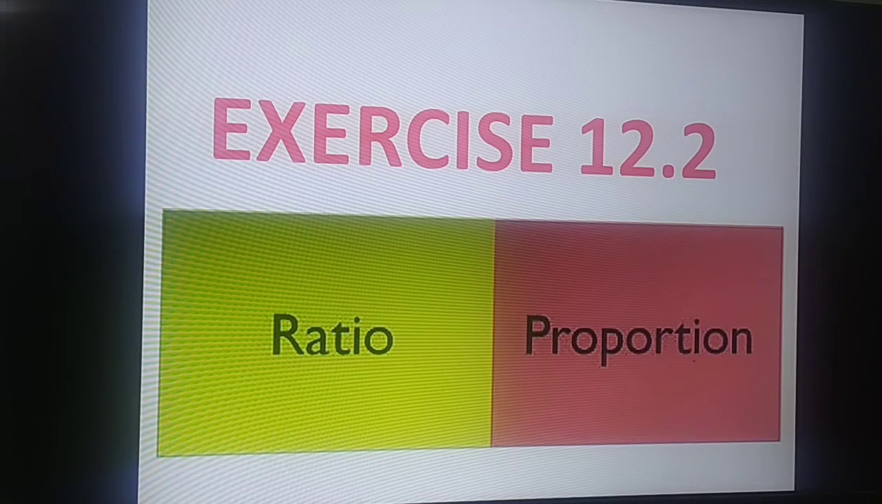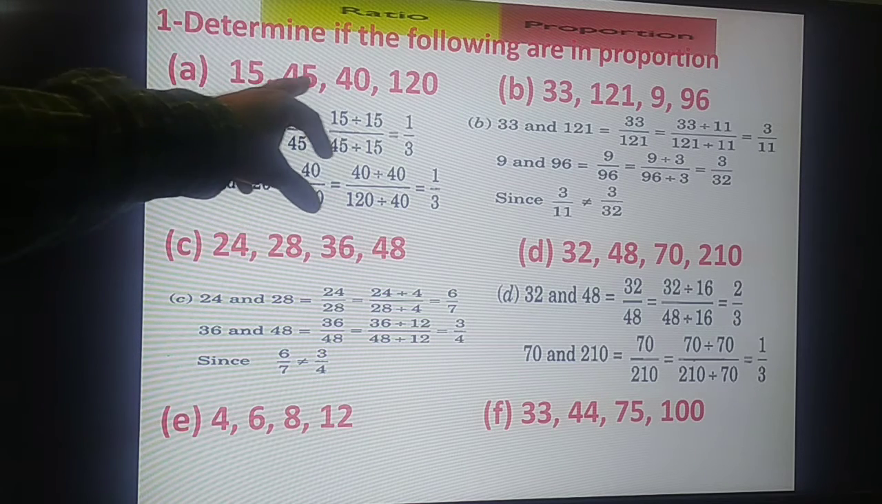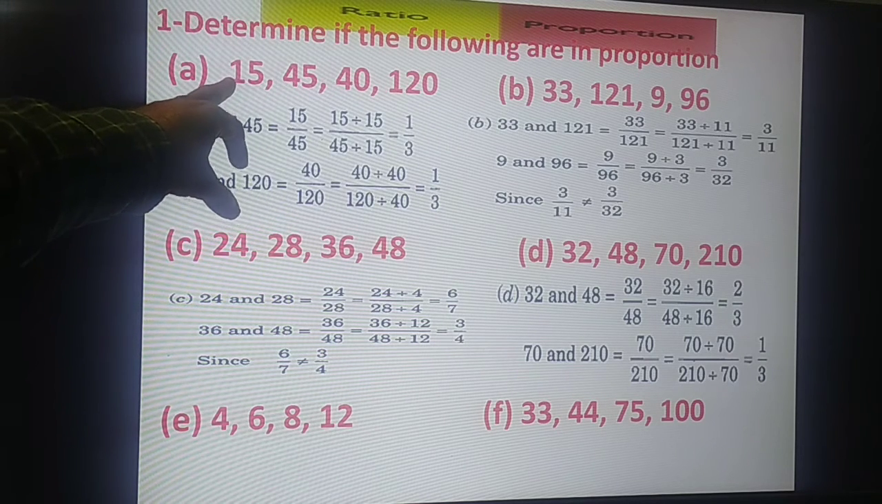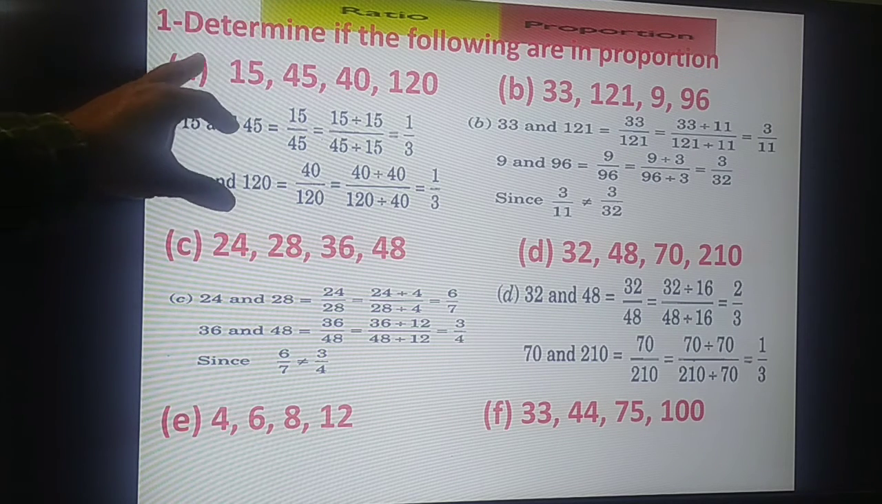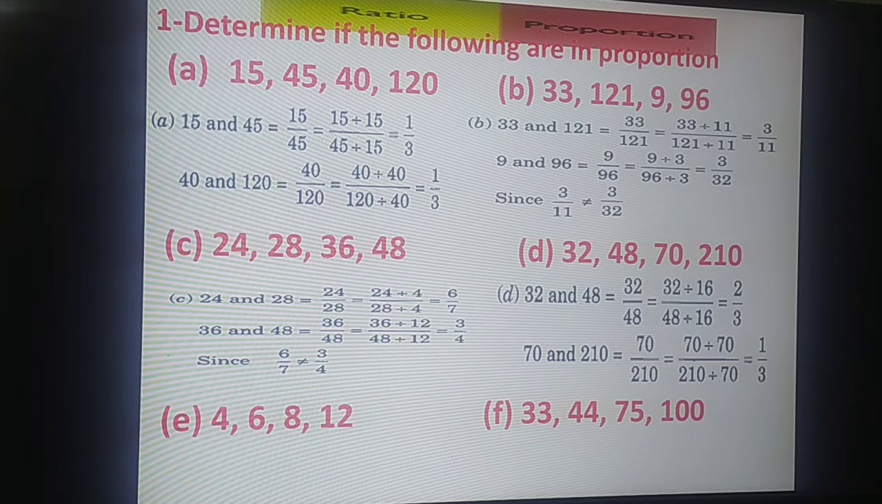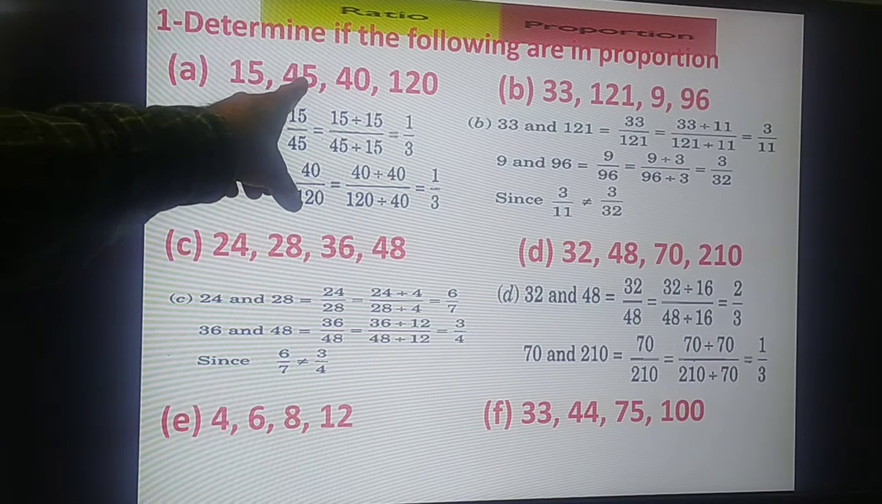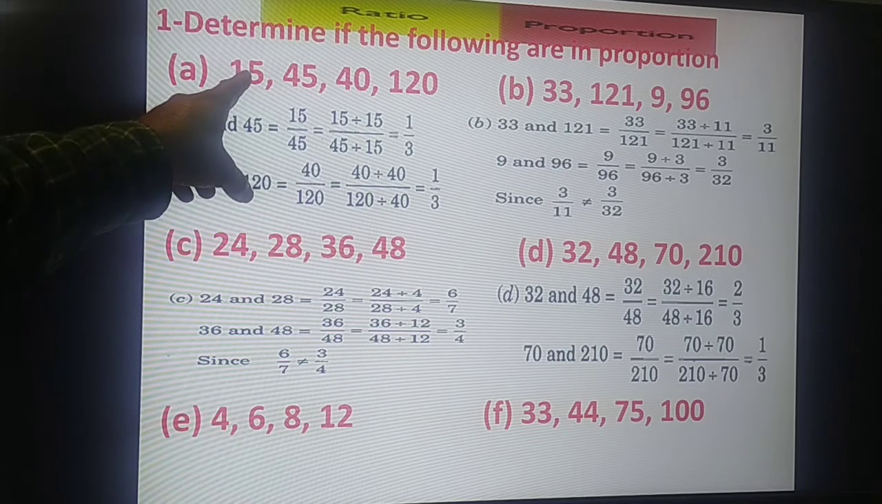Now let us do some problems of 12.2. First problem: we have to determine whether these four terms are in proportion or not. We can verify proportion by the division method, and we can also verify by the multiplication method. First of all, let us take the division method. These are the first two terms, these are the two extreme terms, and these are the two middle terms.